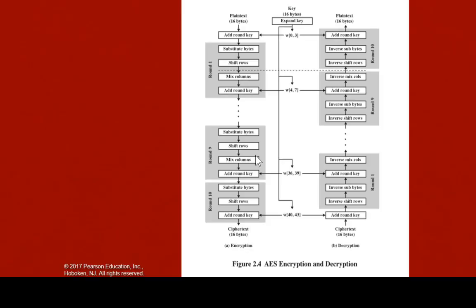AES encryption and decryption figure. 4 different stages are used, 1 of permutation and 3 of substitution. Substitute bytes uses a table referred to as an S-box to perform a byte-by-byte substitution of the block. Shift rows, a simple permutation that is performed row by row. Mix columns, a substitution that alters each byte in a column as a function of all the bytes in the column. Add round key, a simple bitwise XOR of the current block with a portion of the expanded key.